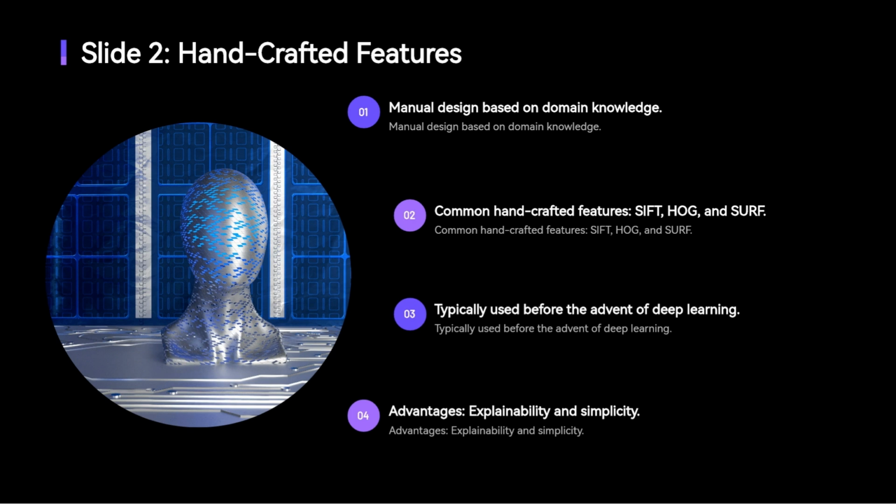HOG focuses on capturing the gradient orientations in an image. It's particularly effective for detecting objects like humans in images by representing local shapes and structures. SURF is a faster alternative to SIFT that also detects distinctive key points, and it is invariant to scaling and rotation.